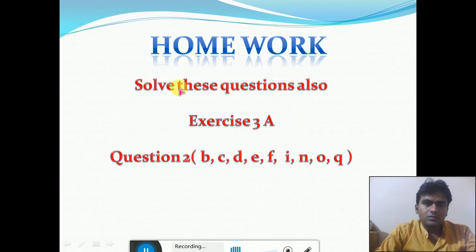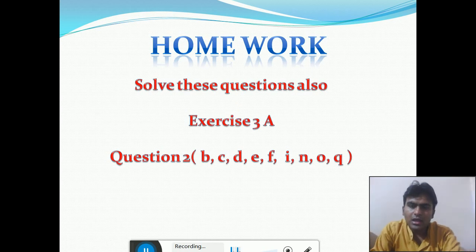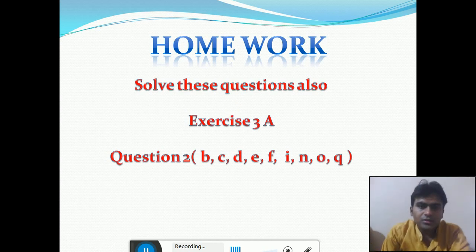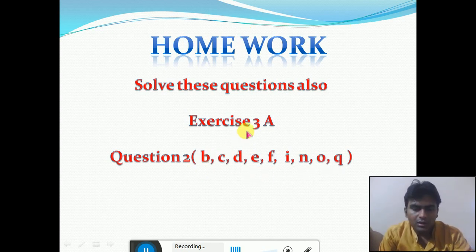So your homework: you have to complete your copy, you have to complete your fair copy, and you have to solve these questions from the second question. These many questions you have to solve in your fair copy. If you solve all the questions, then you will get the correct method of solving them, and it will be easier for you to solve more questions. Any question you can solve. Thank you.